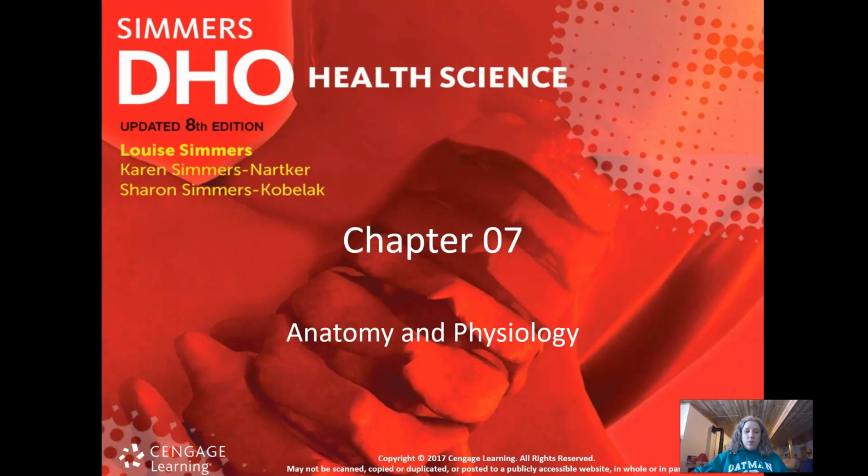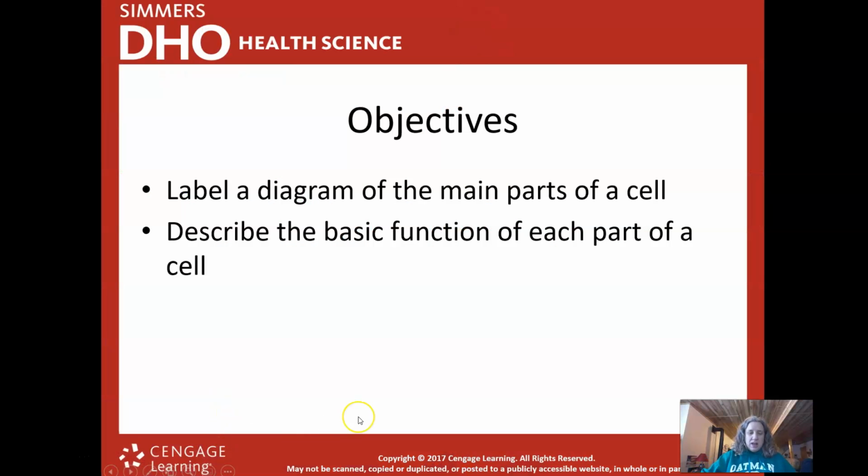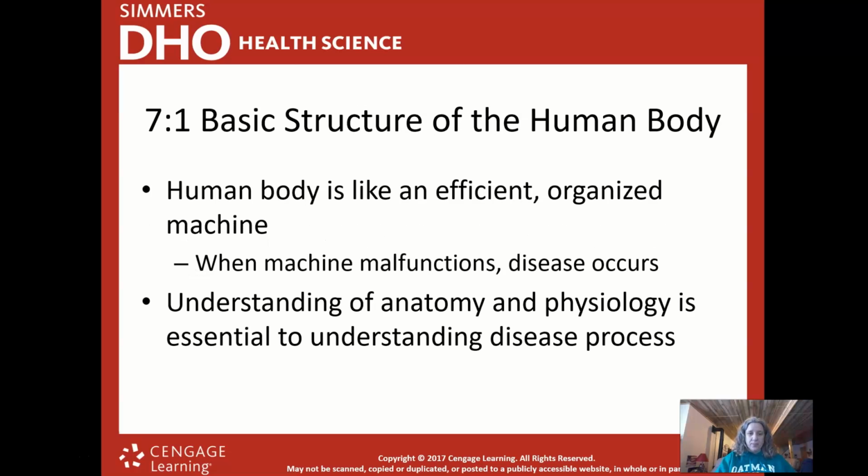Okay, we are starting with Chapter 7, which is Anatomy and Physiology. And this first video is on half of Section 7.1. It's on the introduction and on the cells. So the objectives at the end of this, you should be able to label a diagram of the main parts of a cell and describe the basic function of each part of a cell.